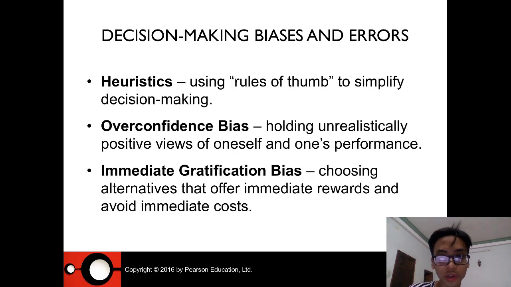Let's move on to decision-making biases and errors. Heuristics is using rules of thumb to simplify decision-making. Overconfidence bias is holding unrealistically positive views of oneself and one's performance. Immediate gratification bias is choosing alternatives that offer immediate rewards and avoid immediate costs.